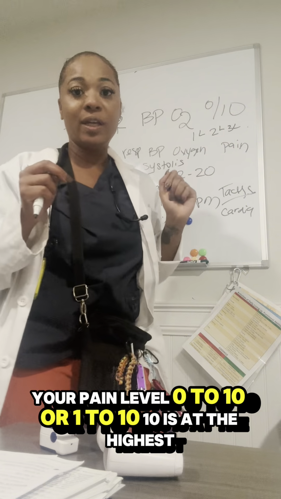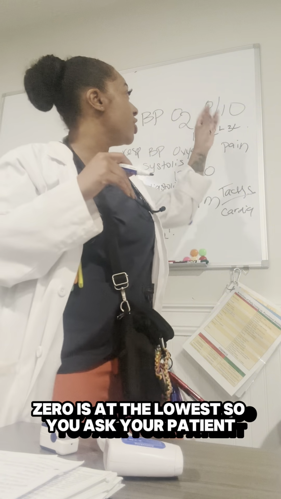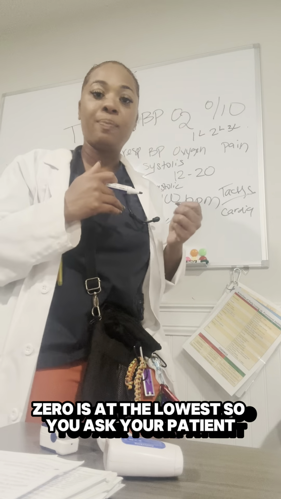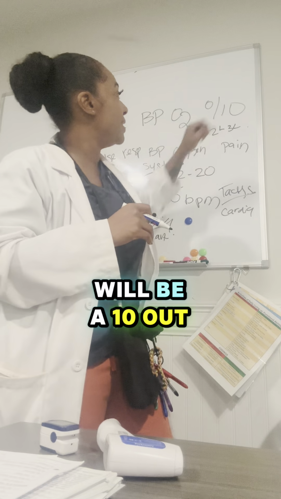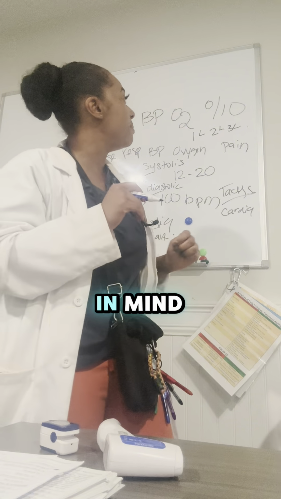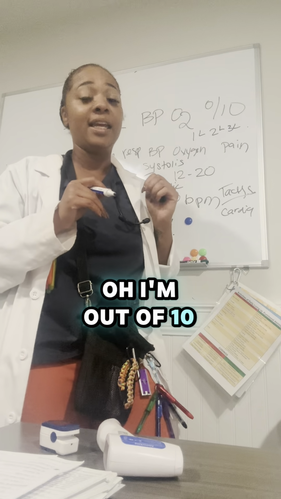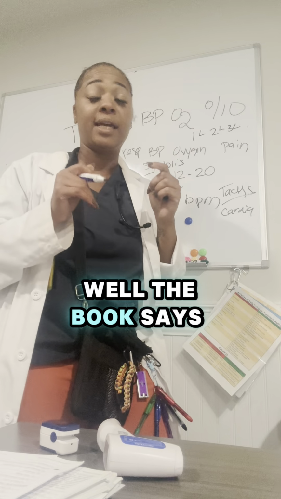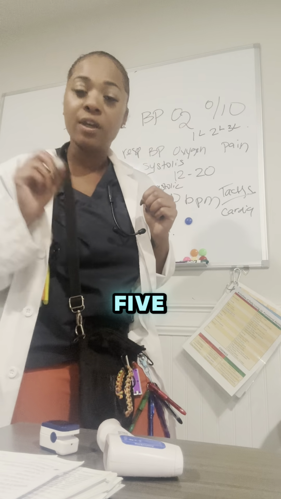Your pain level, 0 through 10 or 1 through 10. 10 is the highest, 0 is the lowest. So you ask your patient, what level of pain are you having? If they say 10, then it would be a 10 out of 10. Now, just keep in mind, if your patient says, oh, I'm at a 10, and you're looking at them, you're like, well, the book says that they should be crying at this point, but you're not crying. So I'm going to give you about a 5.